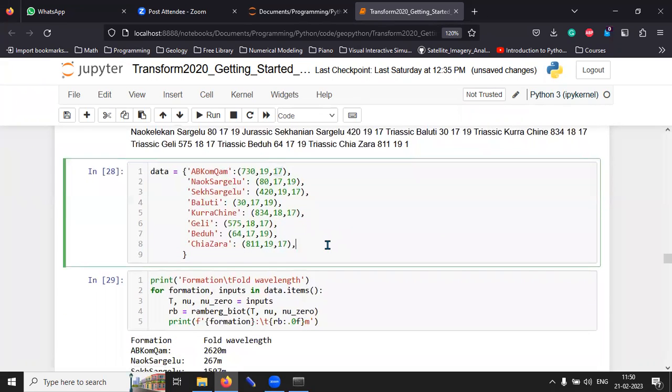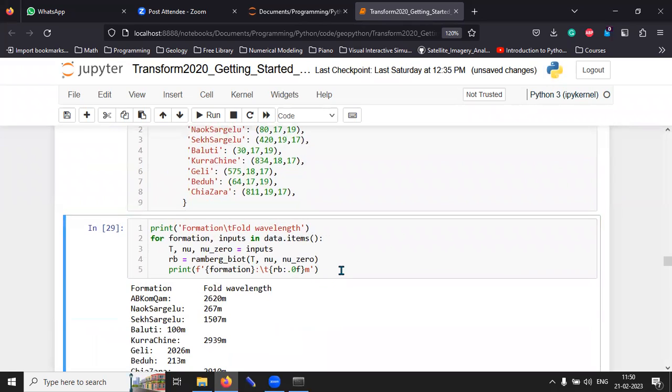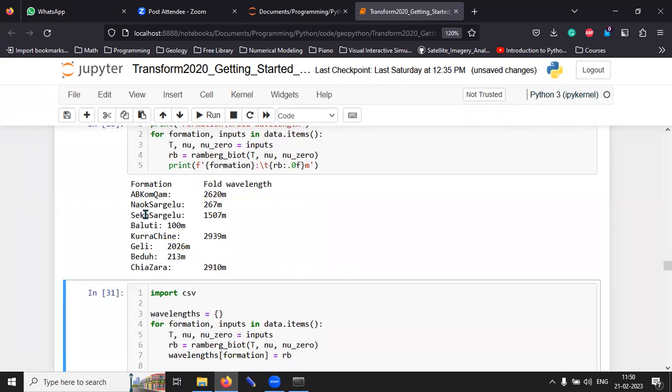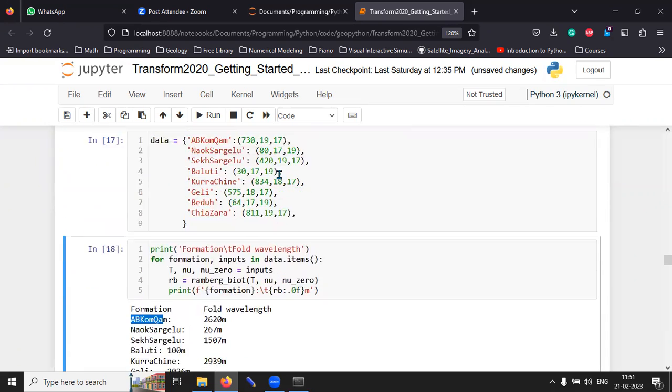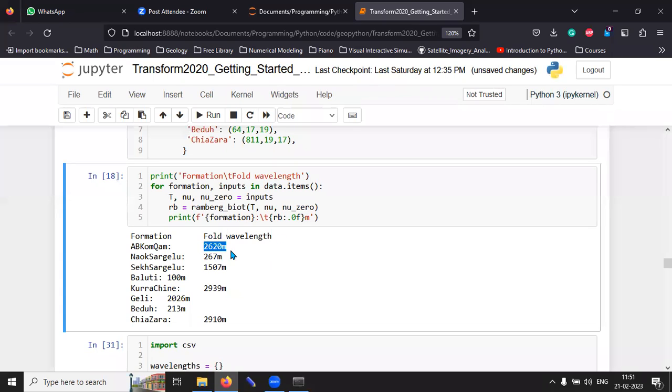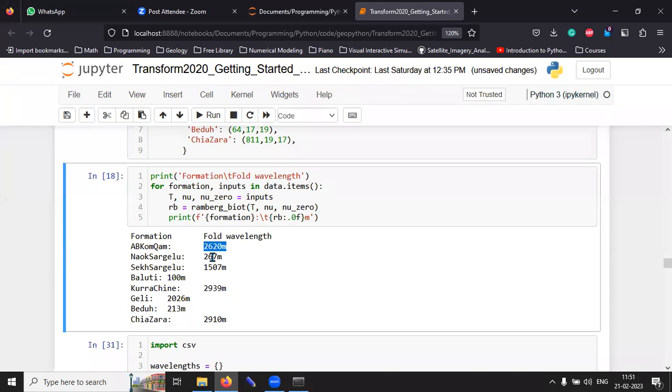And I have this data set, so I'll run that. And then I will calculate the fold wavelength for each of those formations. So for example, for this unit, where I have a competent unit being enclosed by a less competent unit, I get a pretty big wavelength. Okay. For these values, so I can generate all these wavelength values.